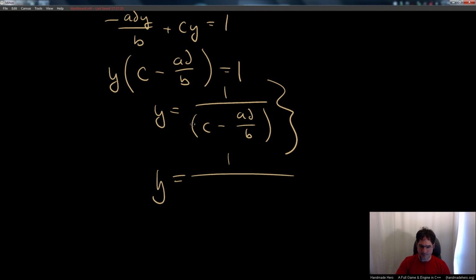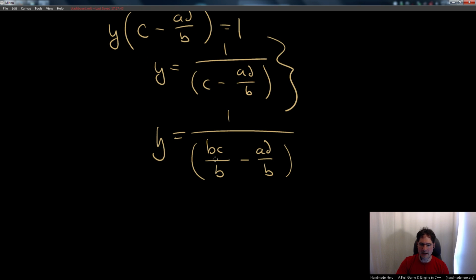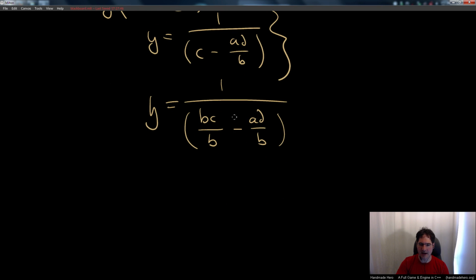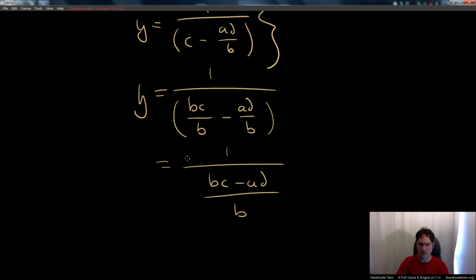1 over this term right here, c minus ad over b. If I wanted to combine this fraction, I could multiply this guy by b over b, which is equal to 1, and I could get bc over b minus ad over b. So I could turn that bottom into something that could be done as a fraction. So it would become bc minus ad all over b. All I'm doing is simplifying that bottom a little bit.